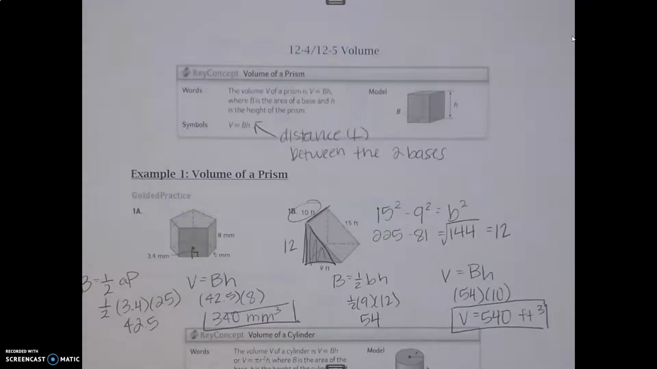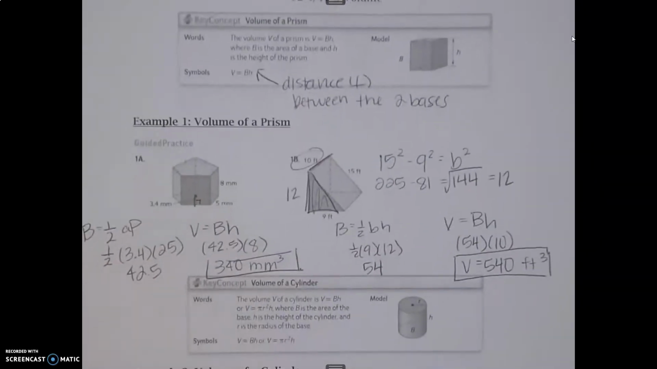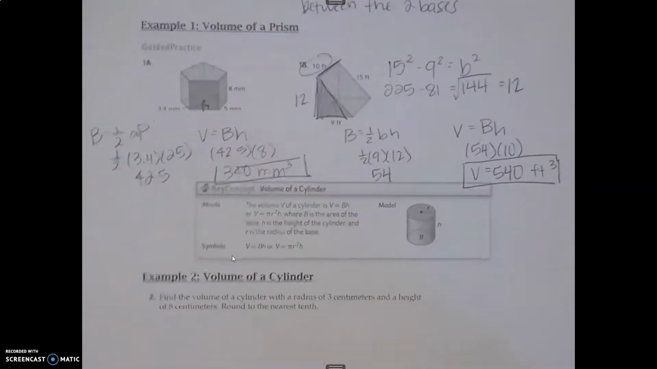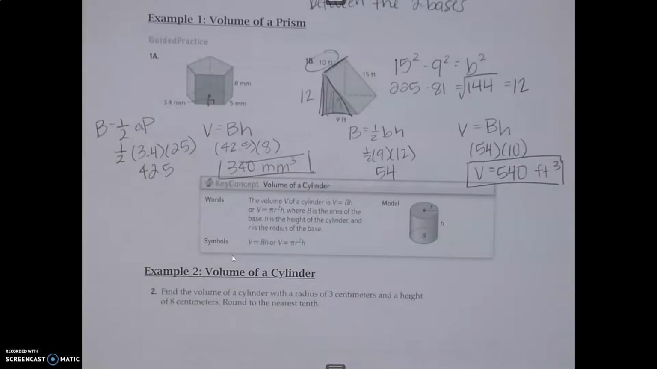Right, so now we're going to move on to the second 3D solid, which is our cylinder. Again, our volume formula right here is area of the base multiplied by the height of the cylinder. In this case, they've already substituted in pi r squared to help us find the area of that circle. So let's look at our first example. We want to find the volume of a cylinder with a radius of 3 centimeters and a height of 8.